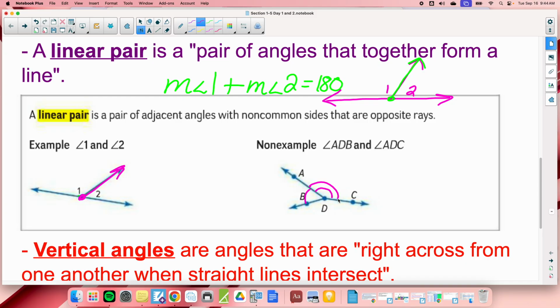Do they share a vertex and do they share a side? They do. Are they a linear pair? No, because this is not a straight line, correct?